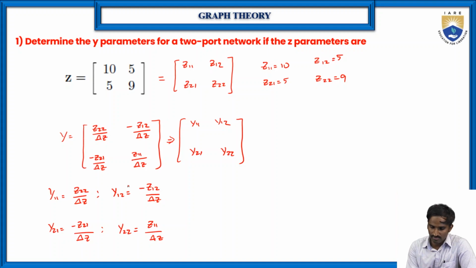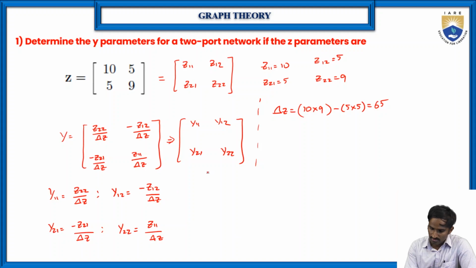You know what z11 is, which is 10. First of all, we should find the delta z value. So let me write here delta z. Here, delta z is equal to 10 into 9 minus 5 into 5, which is equal to 65.